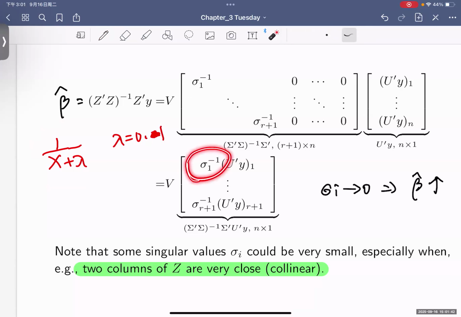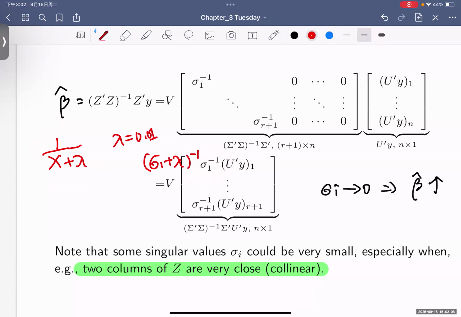Here we want to handle the sigma 1 inverse, and it may have trouble. So why not just handle the sigma 1 plus lambda inverse? It can guarantee that this will have an upper bound. It will not be extremely large, will not close to infinity. It will have an upper bound. So this is the idea of ridge regression, just adding a lambda to that.